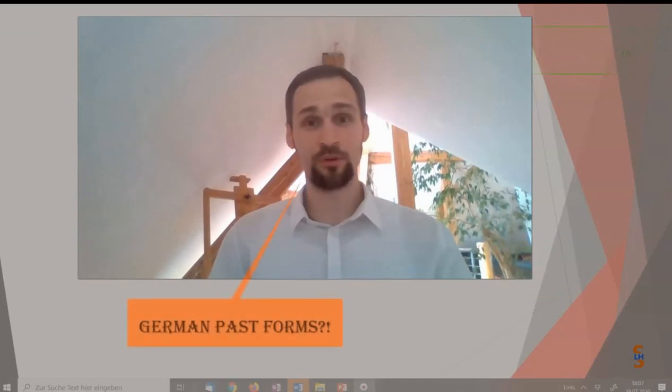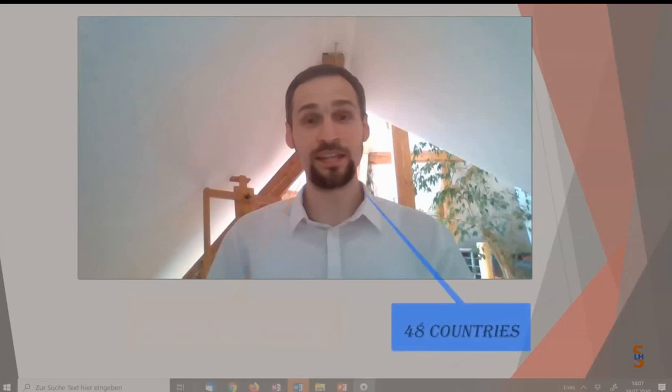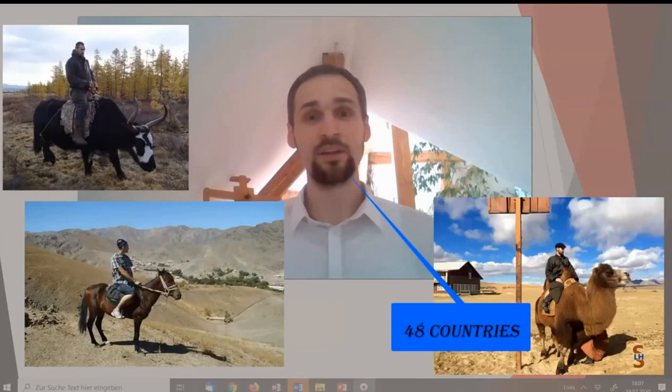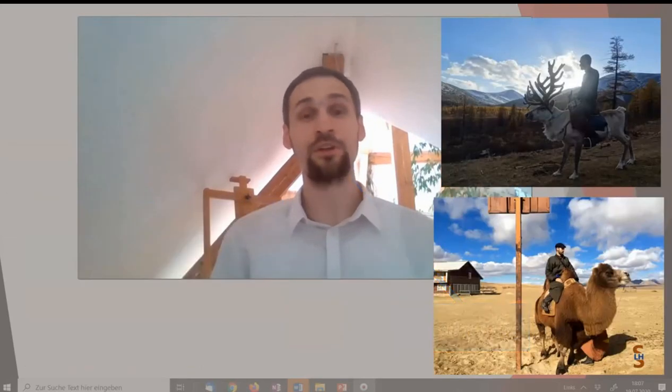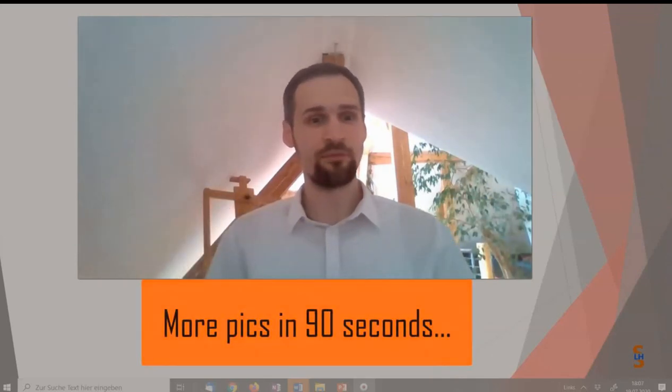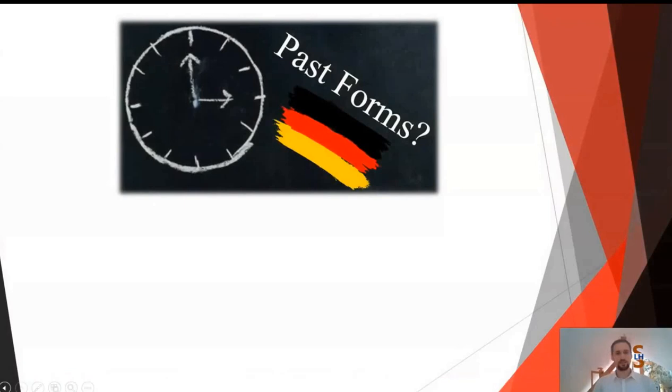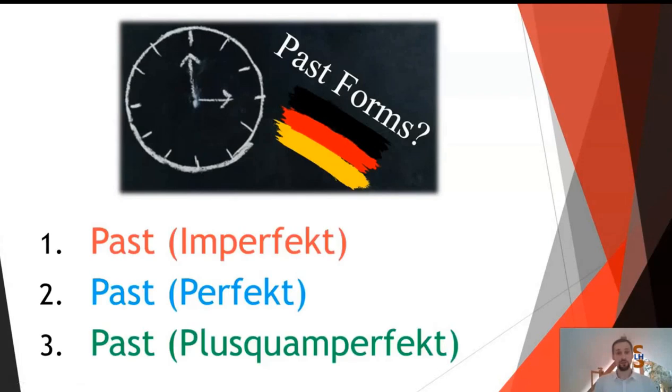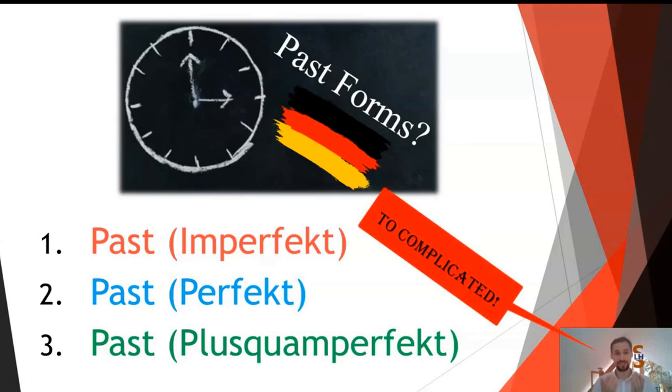After this video, you will know how to learn the German past forms. As I've been to and taught German in 48 countries in total, I know how hard it is to learn the German past, how to say what happened yesterday. Therefore, see this. What you need to know about the German past forms is that there are 3 forms in total, and that these forms are horribly complicated.